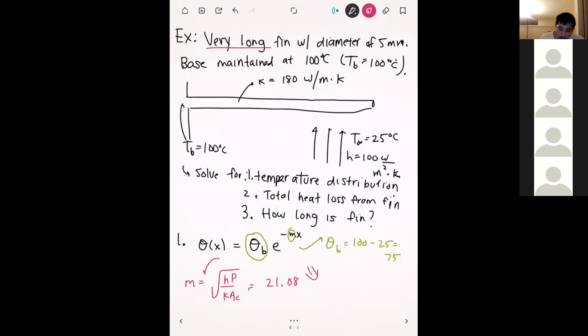Putting all those together, we get our solution for the temperature distribution: theta of x is equal to 75 e to the minus 21.08 x. Any questions on that?